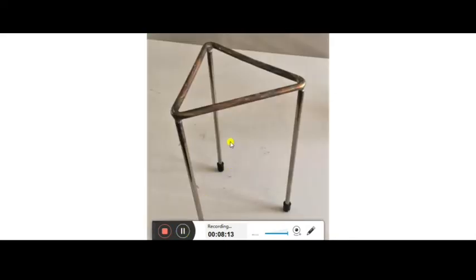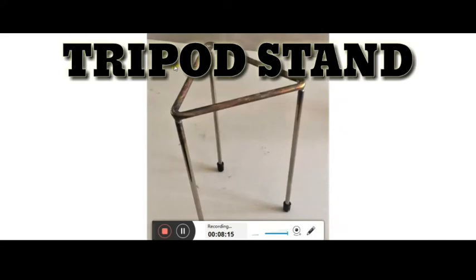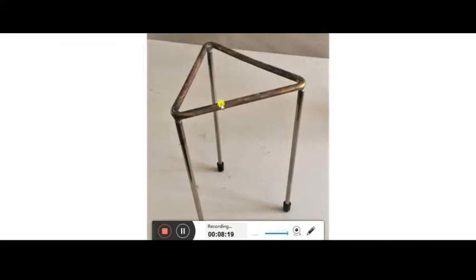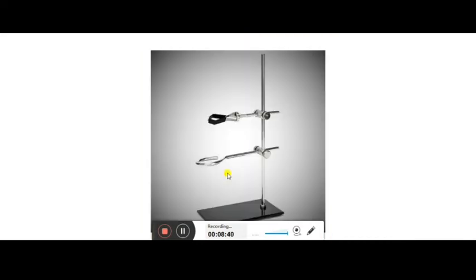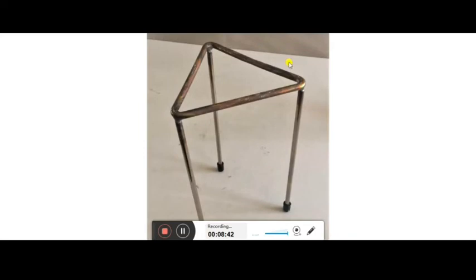Now this one is called the tripod stand. The previous one was the iron stand. This is the tripod stand. Basically this one is used for heating the beaker and the flask. As you have seen, the round bottom flask was there, so here it can be kept very easily. I will show you the arrangement also.